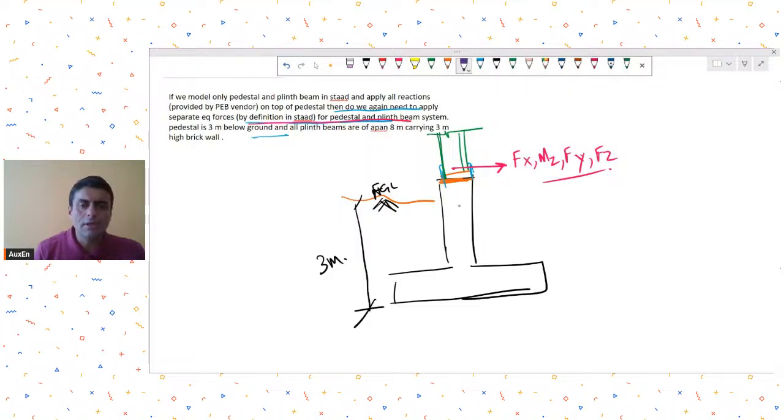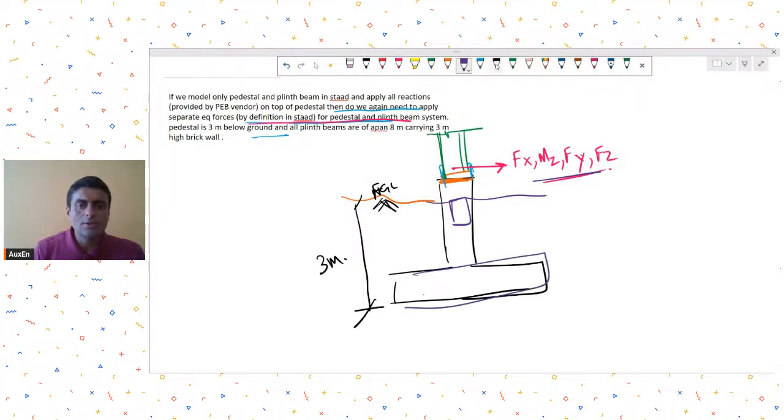See, pedestal and plinth beam anyway are going to be at the ground level or below ground. So earthquake will not have any significant impact. Because they are below ground, they will not have any inertial forces, so to say, because they will vibrate with the ground itself. So for EQ forces on pedestal and plinth beam, you may not consider anything, and whatever reactions you are getting from the PEB system, that alone is sufficient for you to design this footing.